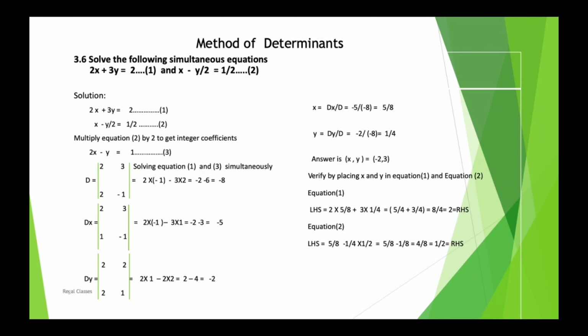Next equation, here we have multiplied equation 2 by 2 to get all integer coefficients. So it's easier to solve instead of using fractions. You can also do with fractions, but it is tedious and sometimes you may tend to make mistakes. So it's better to convert into integer if it is possible. If it is not possible, you can also use fractions.